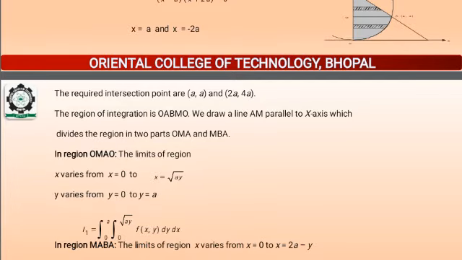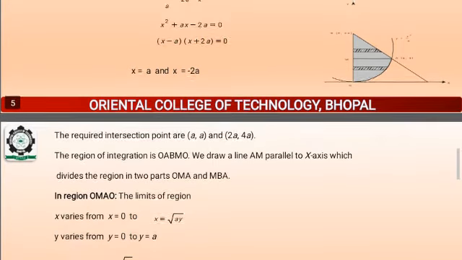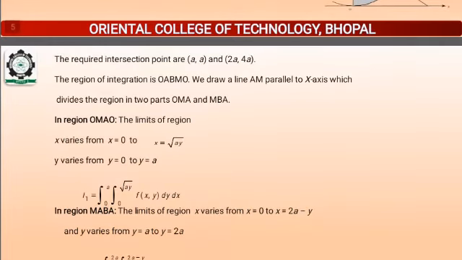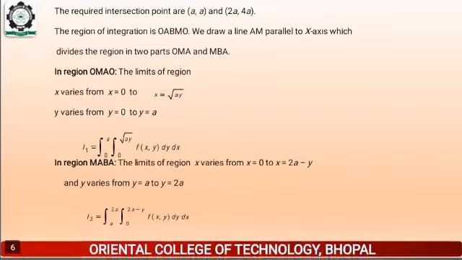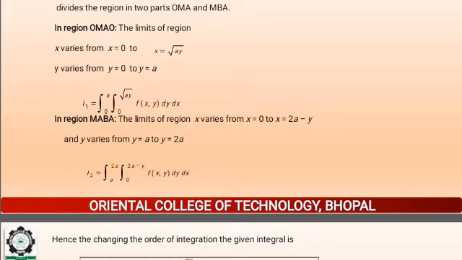The region of integration is bounded by OABMO. We draw the line AM parallel to x-axis, which divides the region in two parts, OMA and MBA. In region OMAO, the limits are: x varies from x equal to 0 to x equal to under root a y, and y varies from y equal to 0 to y equal to a, and the integral becomes I1 equal to integral 0 to a, integral 0 to under root a y, of f x y dx dy.